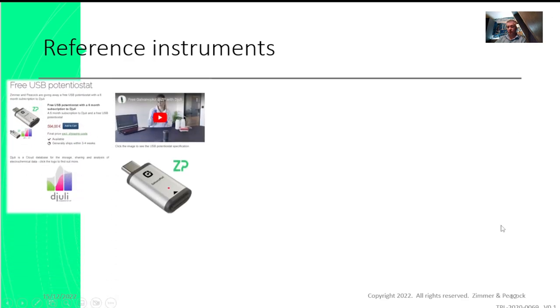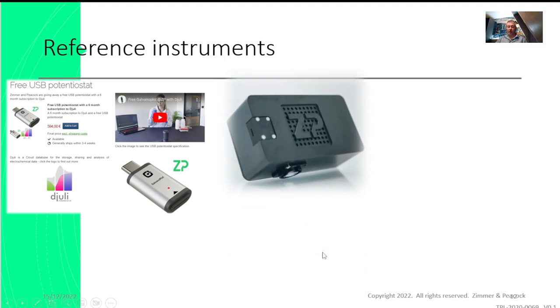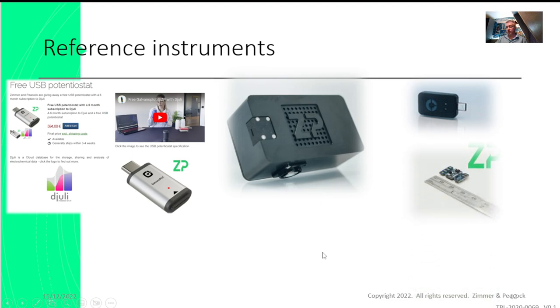Now, I did mention reference instruments. If you're developing a biosensing system, then you have at least two parts, a sensor and electronics. You do need reference instruments to test sensors upon, so that when you're developing your electronics, you can kind of know what the readings should be. I wouldn't call any of these the gold standard, but there's a whole bunch of instruments that we use or have used in the past.